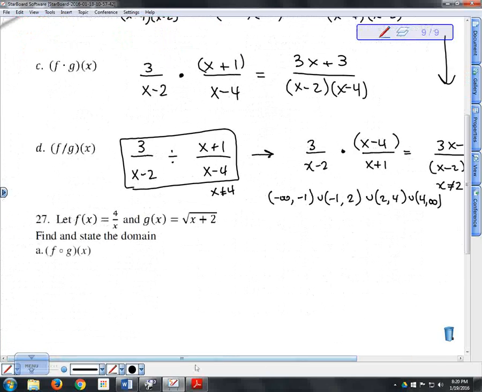Okay, f of g. So the g function is going inside the f function. The f function is 4 divided by an input, and the input this time is the g function, the square root of x plus 2.